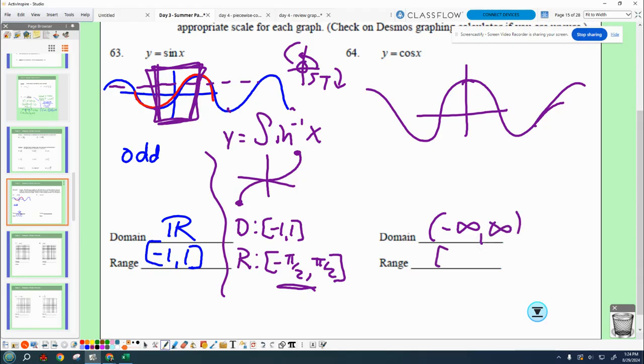Domain, same deal. Range, -1 to 1. Even, odd, neither? Even, because it folds over the y-axis.